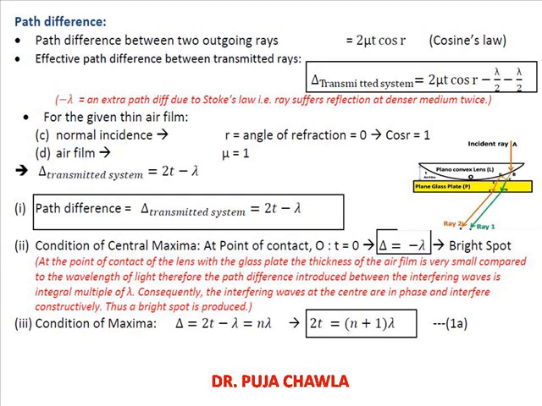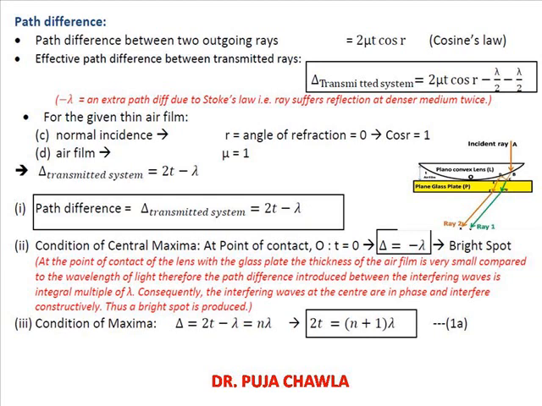That means the formula for the path difference is 2 mu t cos r minus lambda by 2 due to point C, again minus lambda by 2 due to point D. So the formula for the path difference comes out to be 2 mu t cos r minus lambda. Minus lambda by 2 minus lambda by 2, if you add these two terms, it would be minus lambda. Clear?